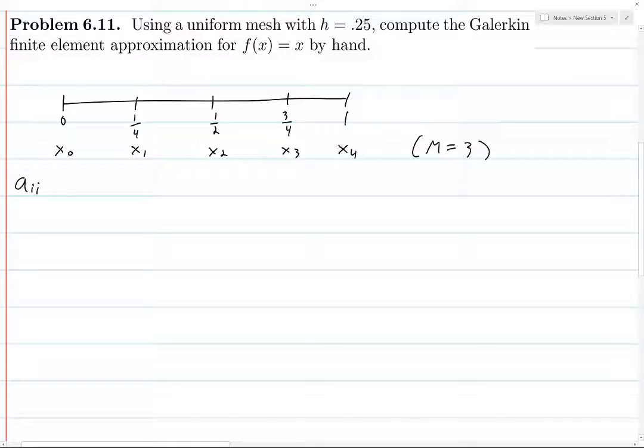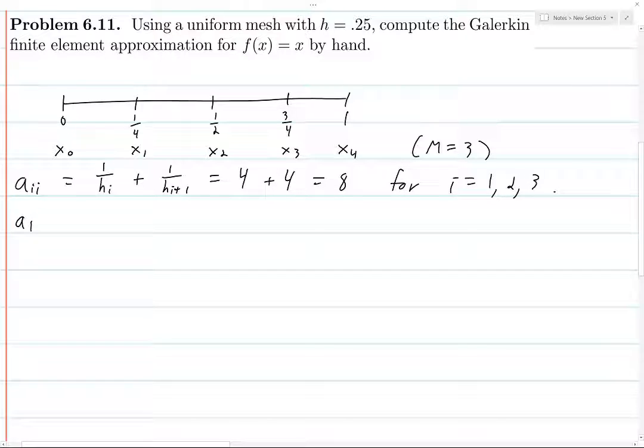So A_ii, we've computed this already. This is 1 over h_i plus 1 over h_{i+1}. That's just given by the textbook. But this is a uniform mesh, so all the h values are the same. Each h_i is just 1/4, and 1 divided by 1/4 is just 4. So this is 4 plus 4, which is 8, and this is for i equals 1, 2, and 3.